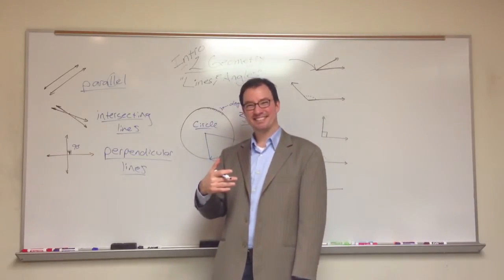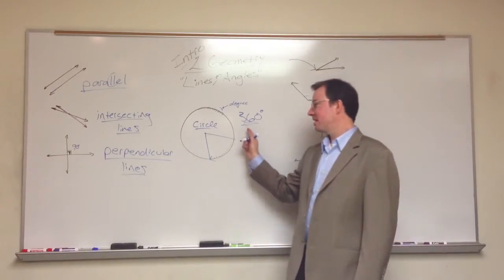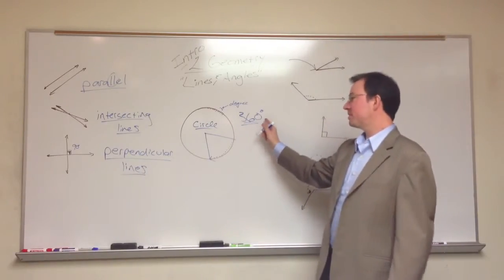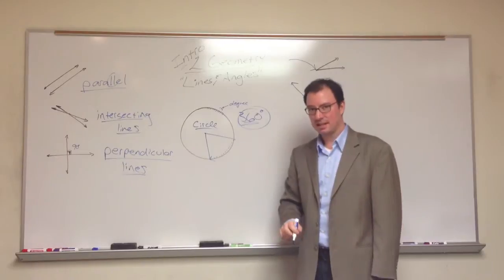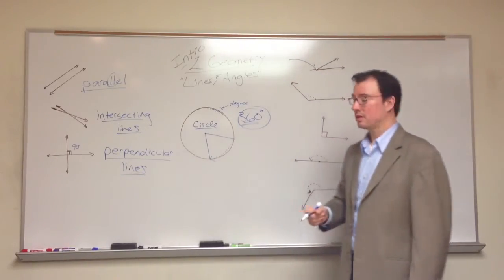Wasn't that pretty? Anyway, 360 goes all the way around. 180 goes halfway, which we'll see. So just remember this. You're going to need to know this, that a circle has 360 degrees. That's going to have to be automatic before too long.